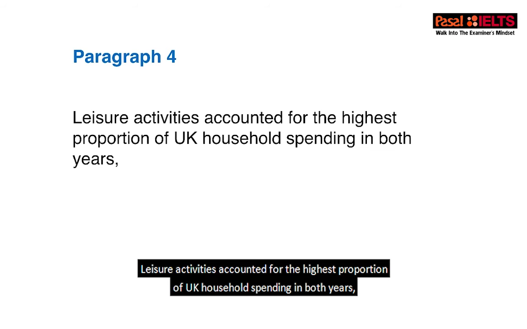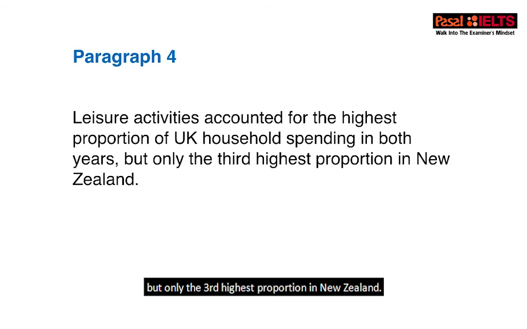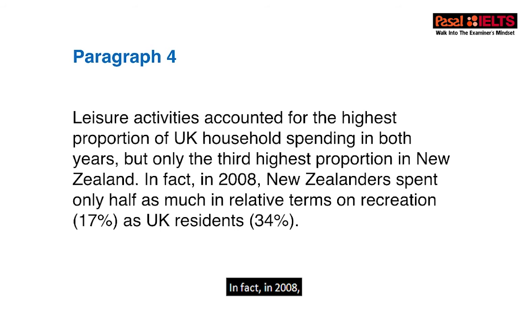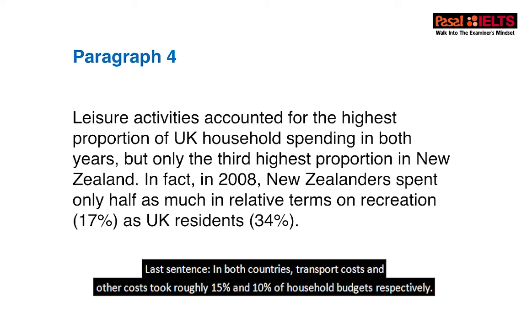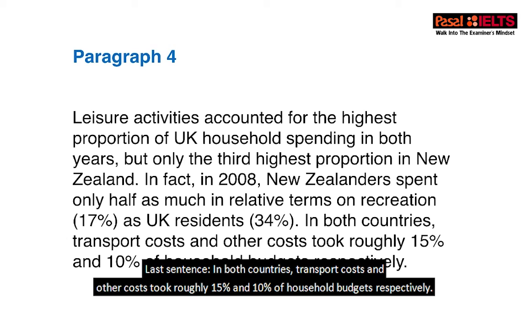Leisure activities accounted for the highest proportion of UK household spending in both years, but only the third highest proportion in New Zealand. In fact, in 2008, New Zealanders spent only half as much in relative terms on recreation, 17%, as UK residents, 34%. Last sentence. In both countries, transport costs and other costs took roughly 15% and 10% of household budgets, respectively.